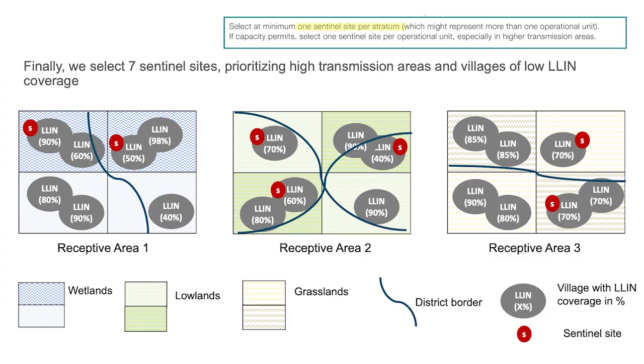Finally, still in the last step of Figure 3, we proceed to selecting our sentinel sites. We prioritize areas of high transmission and villages where long-lasting insecticide-treated net coverage is low. We also try to select sites representative of the different ecological parameters represented in this example. The red circles represent the selected sentinel sites. You can see that we have more sentinel sites in areas of high transmission and low long-lasting insecticide-treated net coverage.